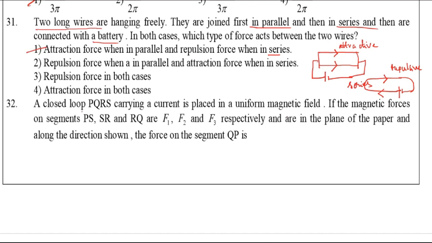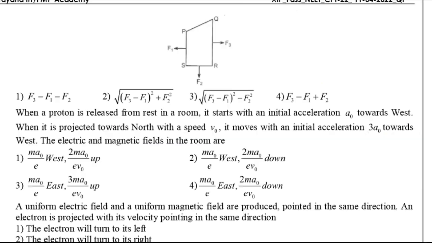A closed loop PQRS carrying current is placed in a uniform magnetic field. If the magnetic forces on the segments PS, SR and RQ are F1, F2 and F3 respectively, and are in the plane of paper, then the net force on the segment QP is. Now this is the figure. F1 is acting in this direction, F3 in this direction, F2 in this direction. We have to calculate the force on PQ, that is, the force here, F4.